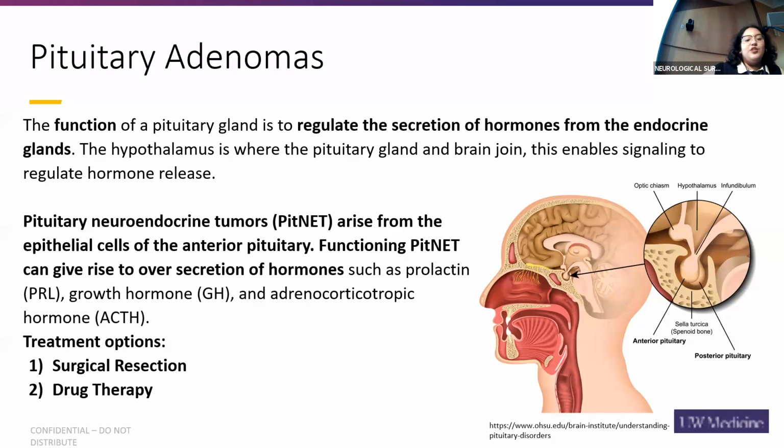Pituitary neuroendocrine tumors, or PITNET, arise from the epithelial cells of the anterior pituitary, which can be seen right here. Sometimes functioning pituitary tumors give rise to the oversecretion of hormones such as prolactin, growth hormone, and ACTH. The primary treatment option for pituitary adenomas is surgical resection, followed by drug therapy. Despite its benefits, chemotherapy only affects the hormone secretion and doesn't do anything for tumor recurrence and doesn't resolve the tumor itself.